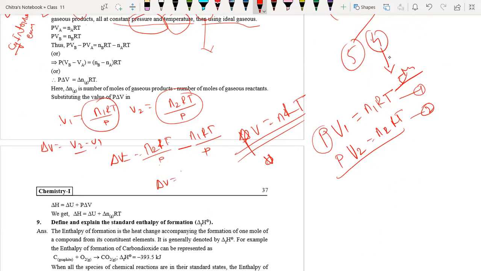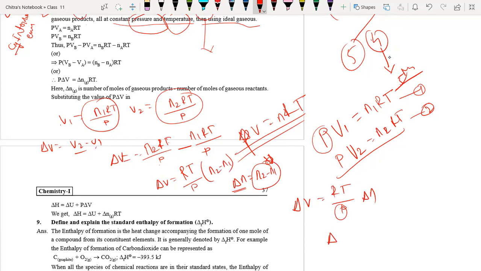So del V equals RT divided by P, which is constant, into N2 minus N1. And N2 minus N1 is del N, so I'm replacing N2 minus N1 by del N. We have del V equals RT divided by P into del N. Transferring P again, P del V equals del N RT. Understood that formula? Yes, sir. So we have derived that P del V equals del N RT.